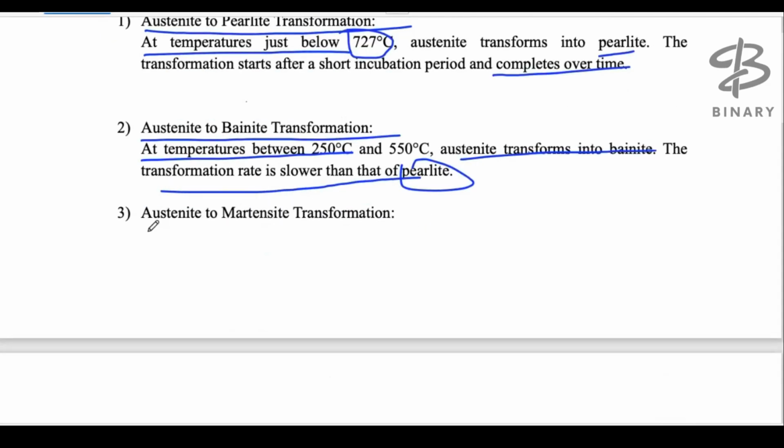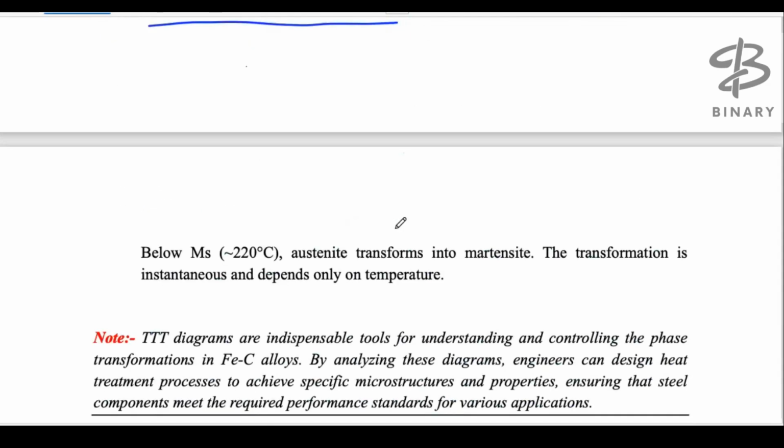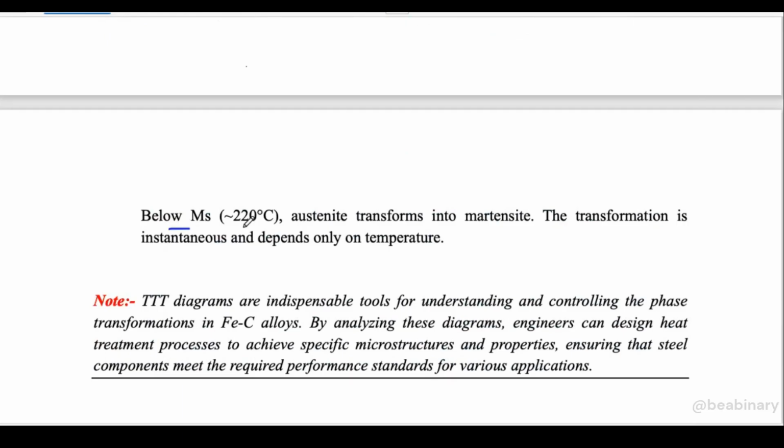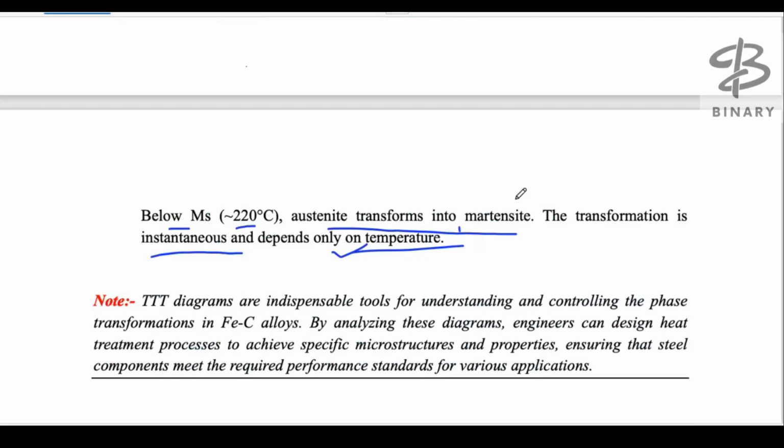Okay. Austenite to martensite transformation. So below the Ms, or you can say 220 degrees C, austenite transforms into martensite. The transformation is instantaneous and depends only on temperature, not on time. So time is independent here, and only temperature matters. But above that, for bainite and pearlite, time also matters. Okay, so time is also playing a role.